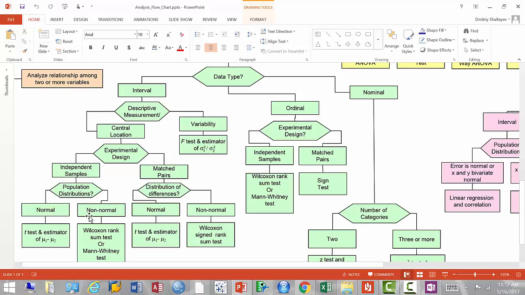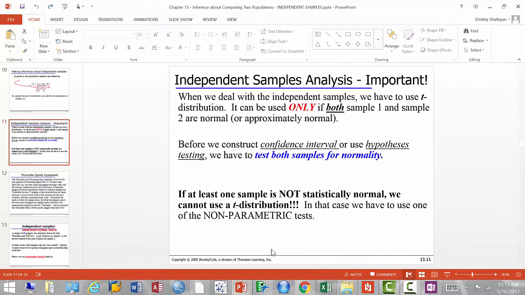But if one of the samples or both of them are non-normal, then t-test cannot be used and I have to use something else, okay? And that something else is called non-parametric statistics. We're going to discuss non-parametrics at the end of this semester, okay? So, important point here to remember is when I'm dealing with independent samples, I have to test separately sample number 1 and sample number 2. If both of them pass the normality test, then I can use the t-test. If one of them turns out to be non-normal or both, then that's a red flag. T-test is not valid anymore, okay? All right, so let's take a look at this specific problem.